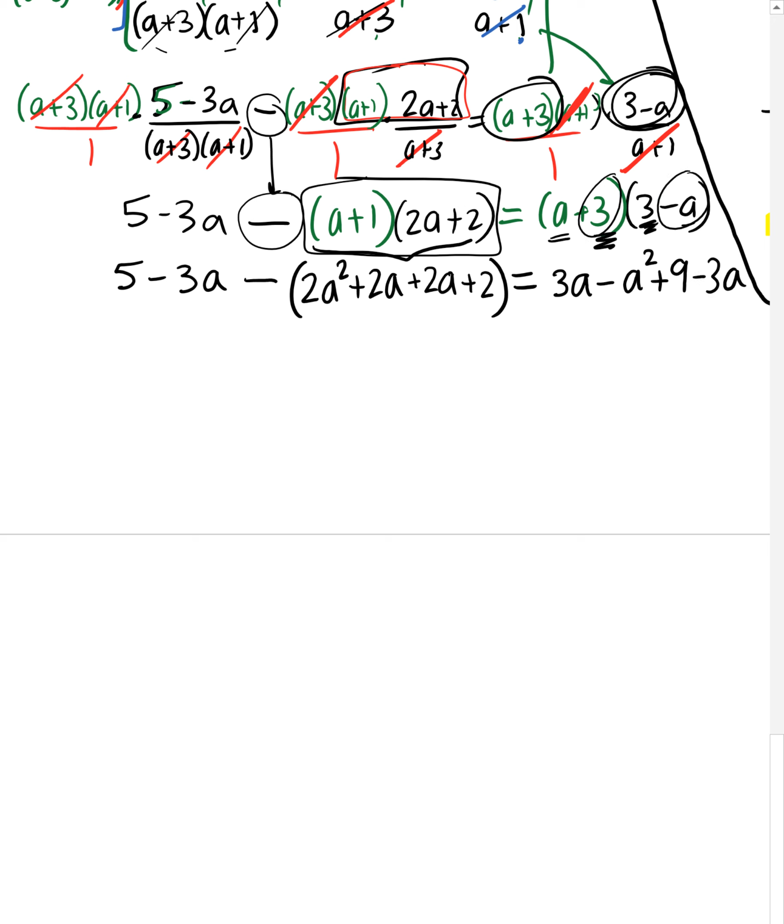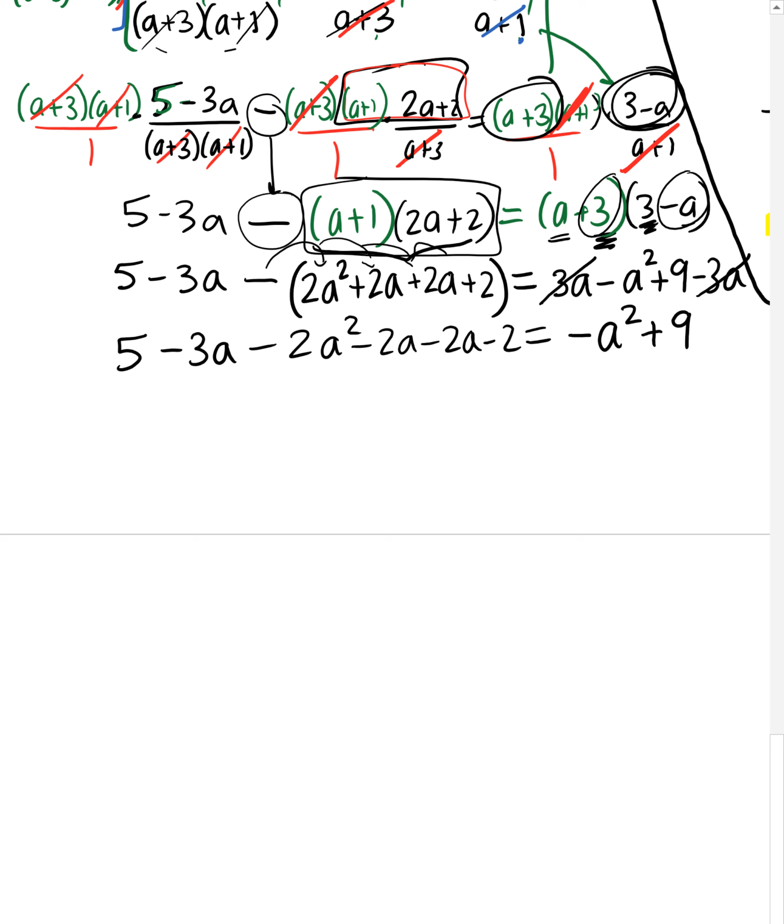Whew! On the left side over here, I'm just going to be careful. I got a 5 minus 3a. I'm going to distribute this minus onto everybody here. Minus 2a squared, minus 2a, minus 2a, minus 2. And then I'll combine like terms later. On the right side, I see that there are a couple like terms, but the 3a's cancel. 3a minus 3a is nothing. So I'm left with the negative a squared plus 9.